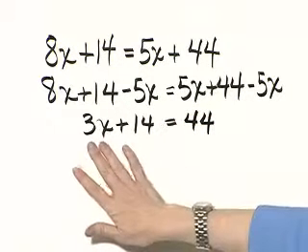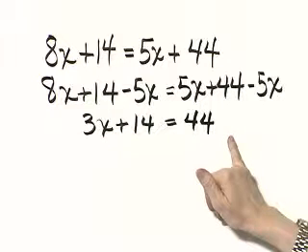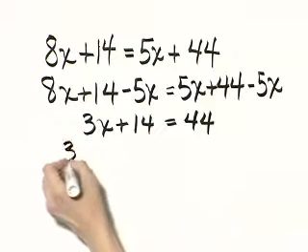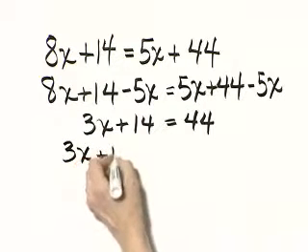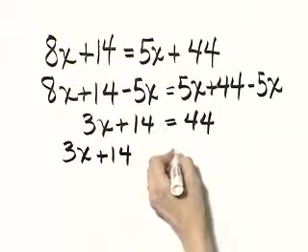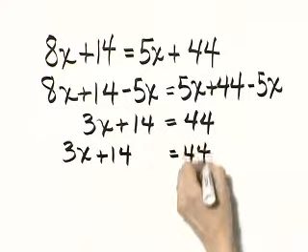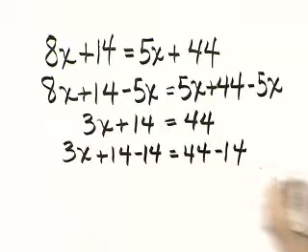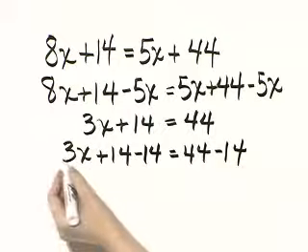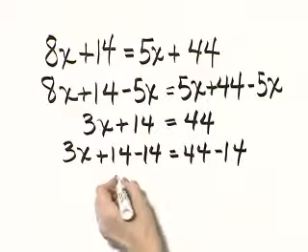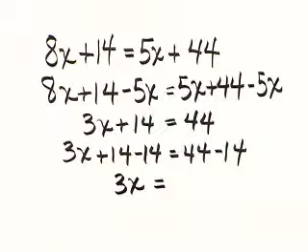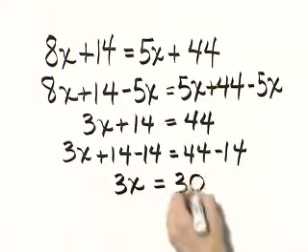So I've got my variable term over here. Let's get constants on the right side. I'll subtract 14 from both sides. So here's the left side. Here's the right side. Now I'll subtract 14 on the left side, and I must do the exact same thing on the right side. And notice what happens. The left side, I have simply 3x. The right side, 44 minus 14, that is 30.